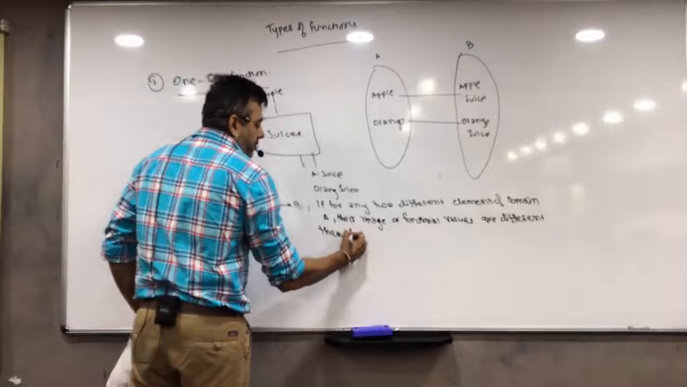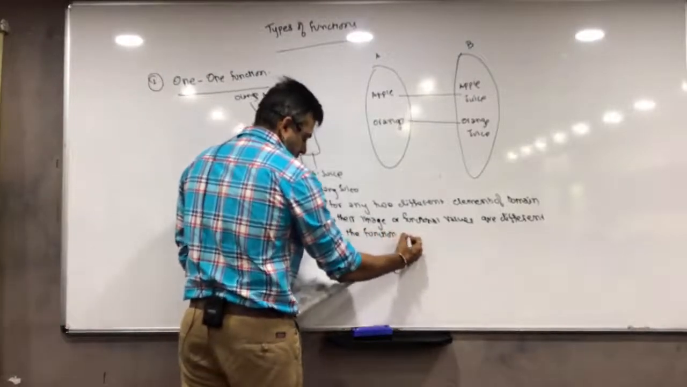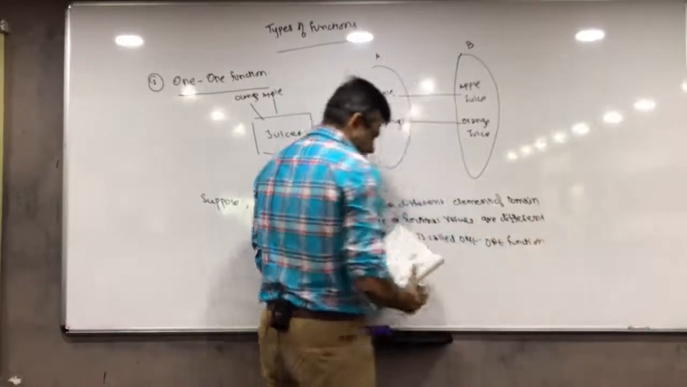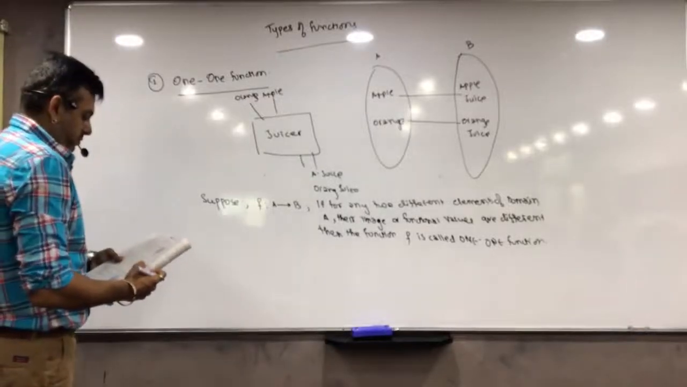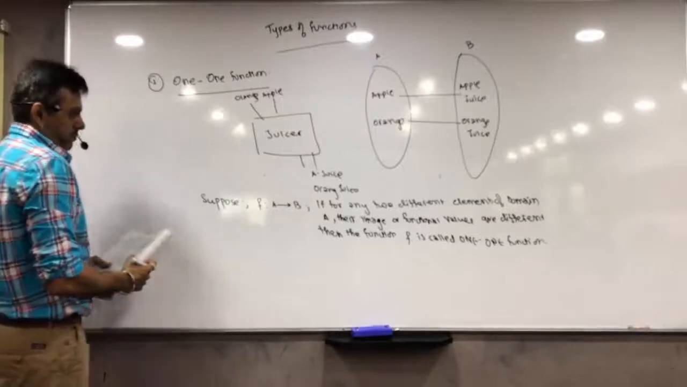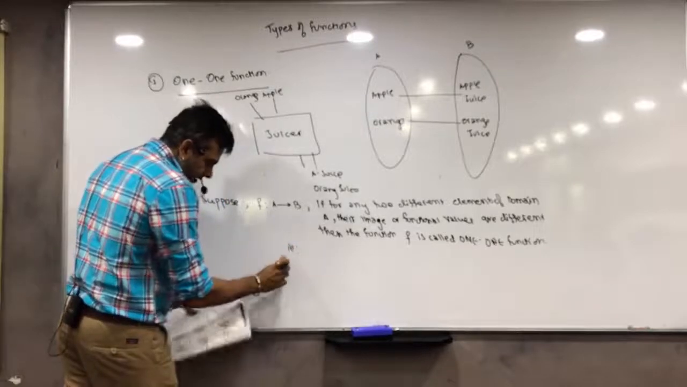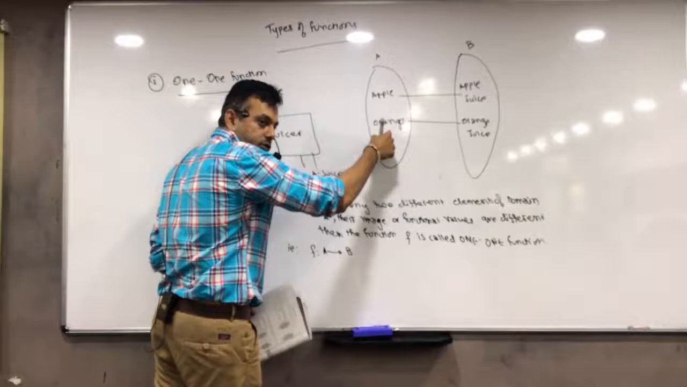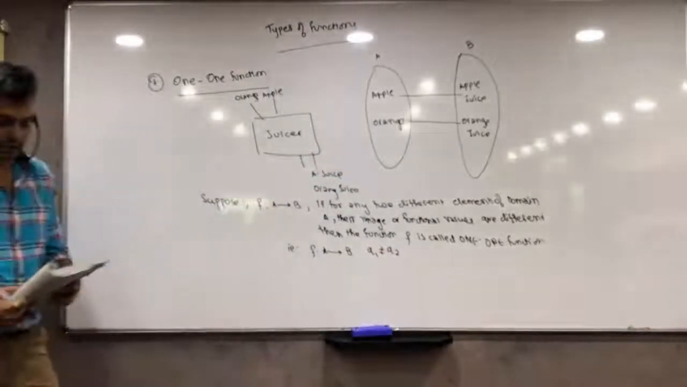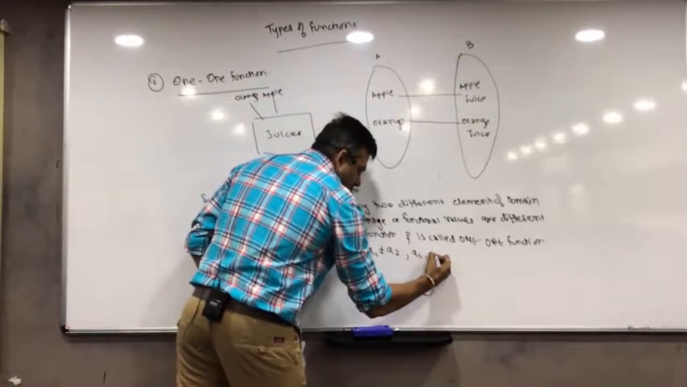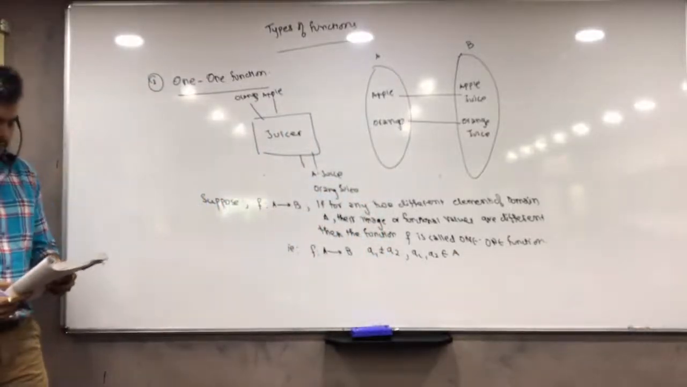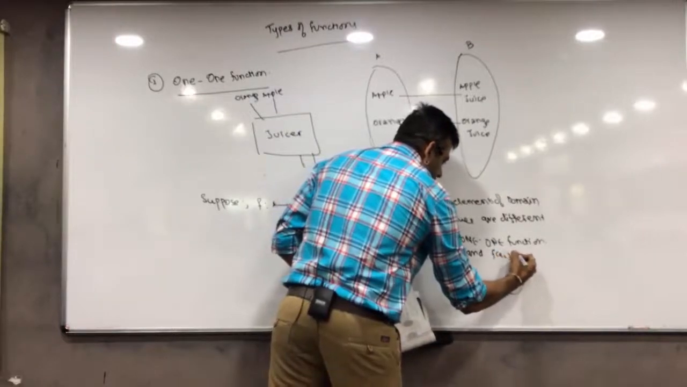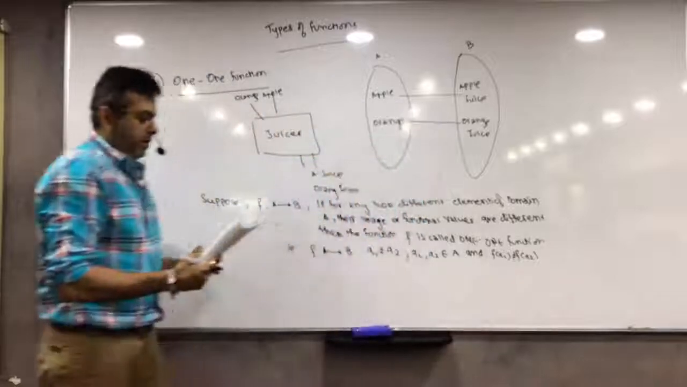Then the function f is called one-one function. It is noted like this. Please pay attention to this. For a function from set A to set B, here this is A1 and this is A2. A1 is not equal to A2, isn't it? And A1 and A2 belong to capital A. And f(A1) and f(A2) are not equal.